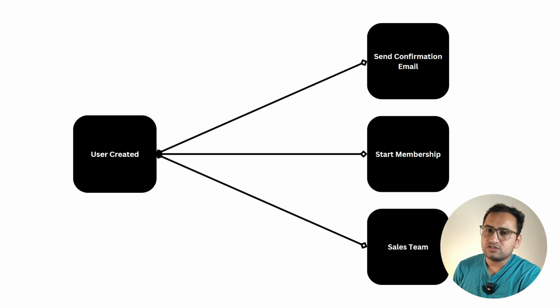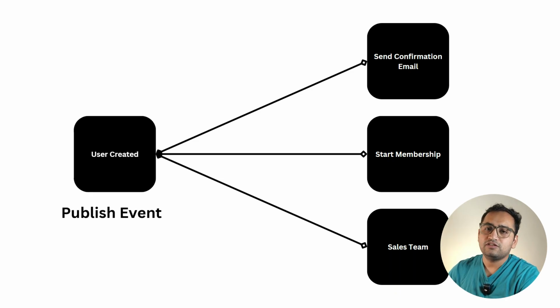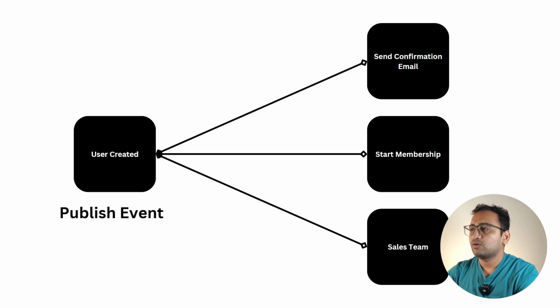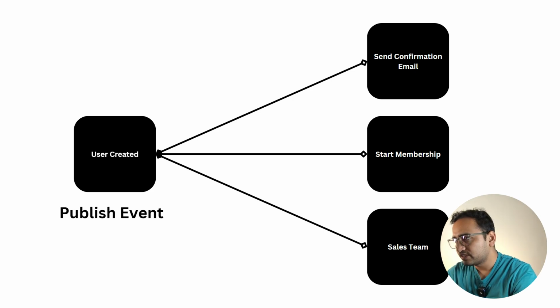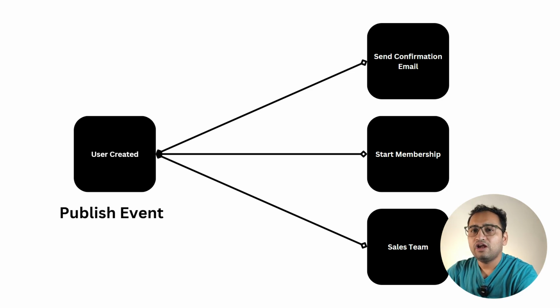Once the user is created, we will immediately publish an event, and that event will be listened to by all these handlers. On the right hand side you will notice that send confirmation email, start membership, and the sales team step are handlers, and from each handler we will write the code to send the confirmation email, start the membership, and notify the sales team. Whatever we publish will be called an event. So there are two items as of now: one is to publish the event, and second is the actual event.